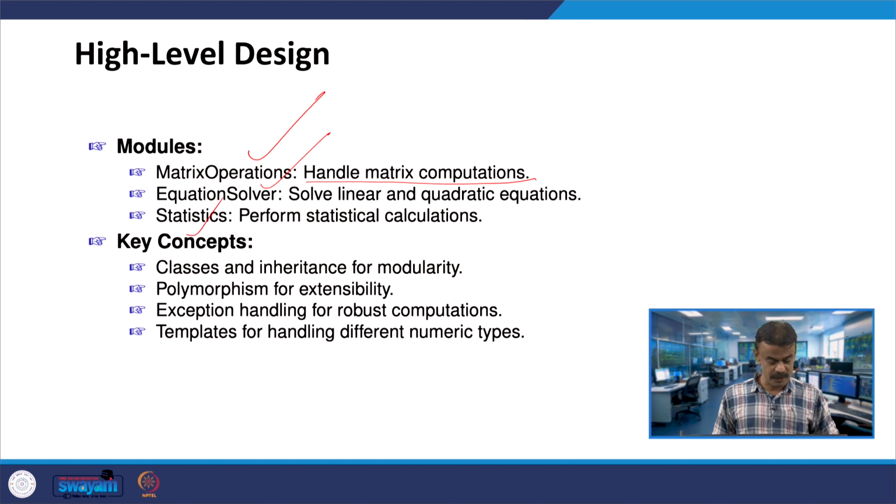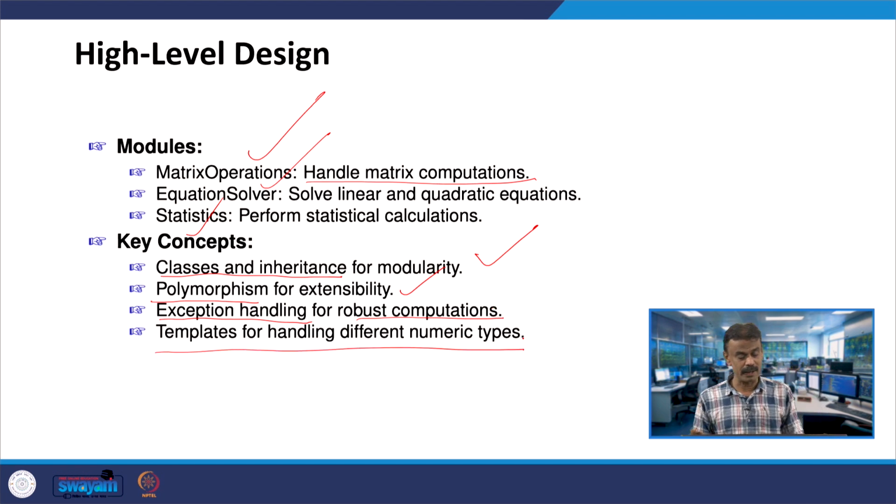So, the key concepts we are going to use: the object oriented point of view. We are going to see inheritance, the classes and inheritance, for modularity, and we are also going to see polymorphism for extensibility. Then our good old friend exception handling, divided by 0, or the negative balance. These are all the examples we had seen. We will certainly use exception handling for robust computations, and then templates for handling different numeric types.